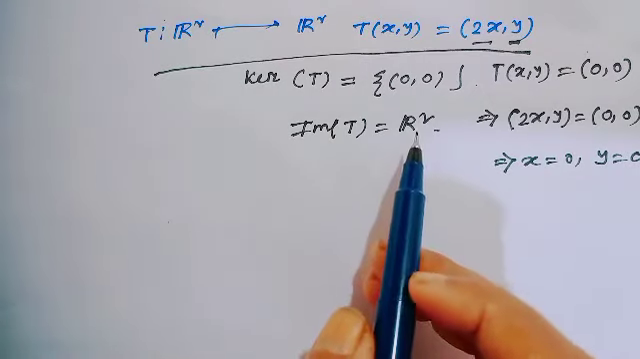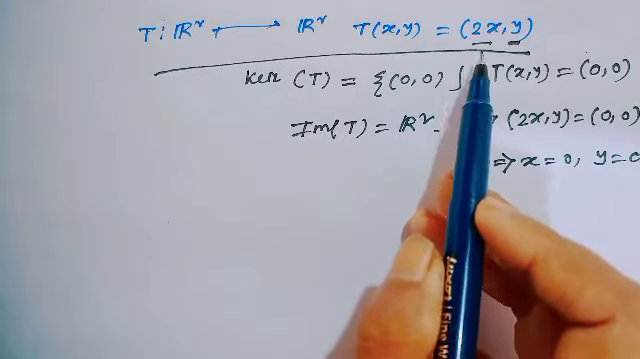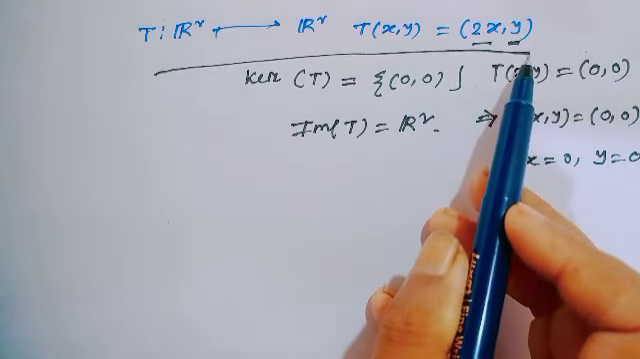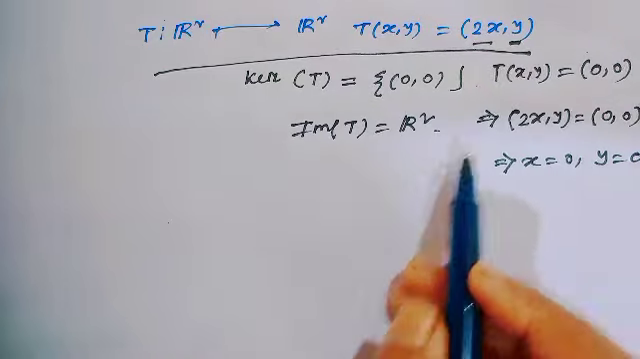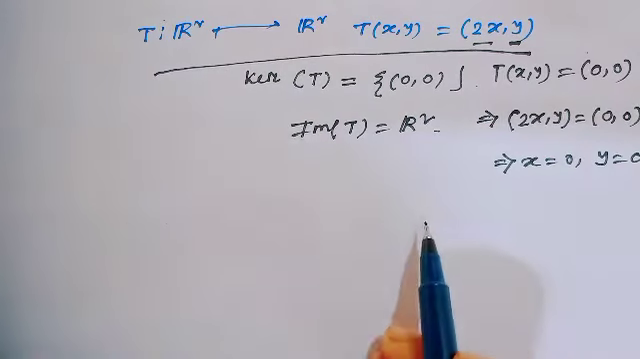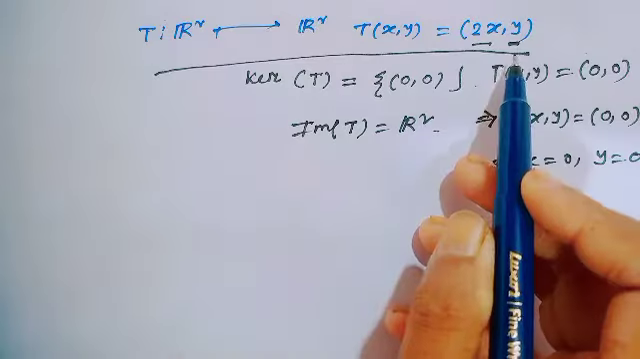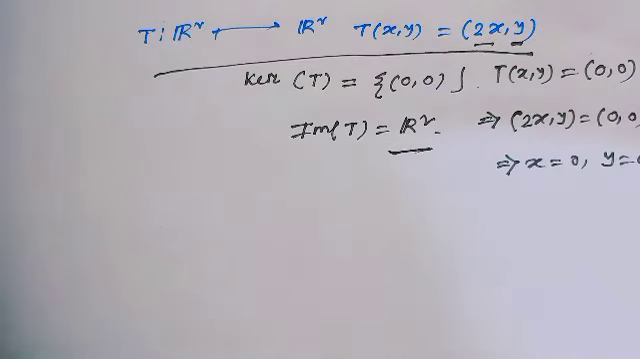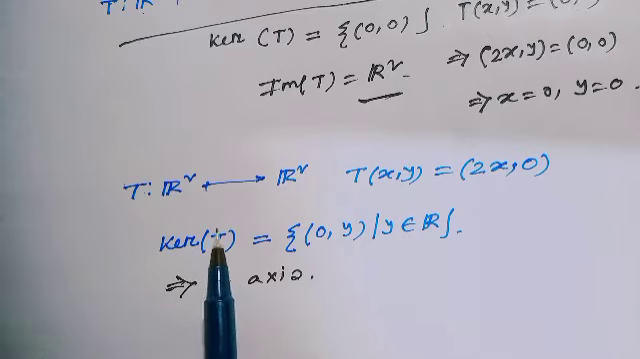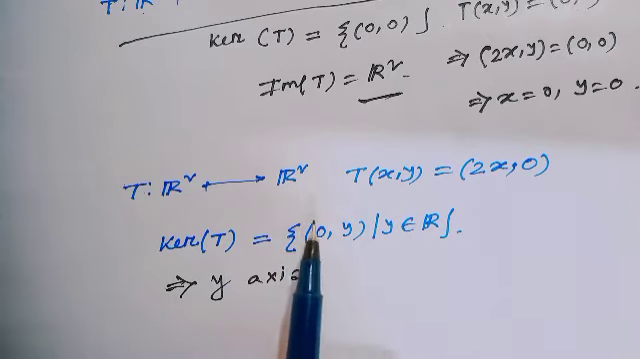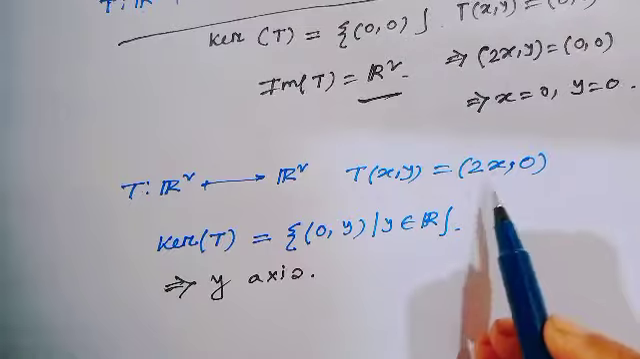And image T equals, notice T of (x,y) equals (2x, y). That means image T equals the whole R2. Okay? Next example, a linear transformation T from R2 to R2 such that T of (x,y) equals (2x, 0).